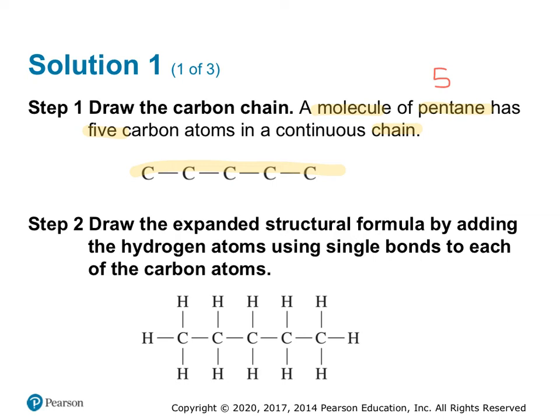Then we're going to draw what's called the expanded structural formula, and then we're going to add hydrogen atoms using single bonds to each of the carbon atoms so that each carbon atom has a total of 4 bonds. The carbon-carbon bonds come first, and then the hydrogen. So these carbon-carbon bonds come in first, so there's 2 bonds, so then 3 and 4. So this would be what we would call the expanded structural formula of pentane.